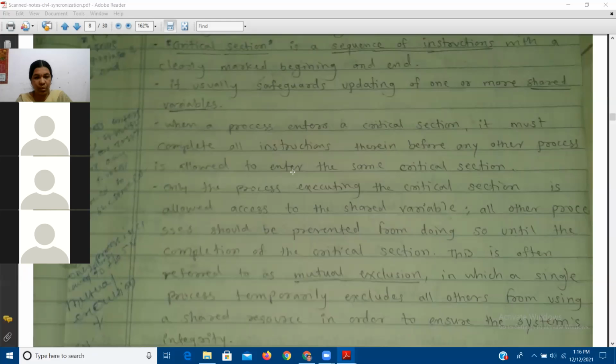For example, 10 students are there, they are trying to use one printer, so they need to mutually communicate with each other. I will use it first, then you can use it, then the third student can use it. So this is nothing but a kind of cooperation. They need to cooperate with each other. If they are not cooperating with each other, there may be a quarrel, right?